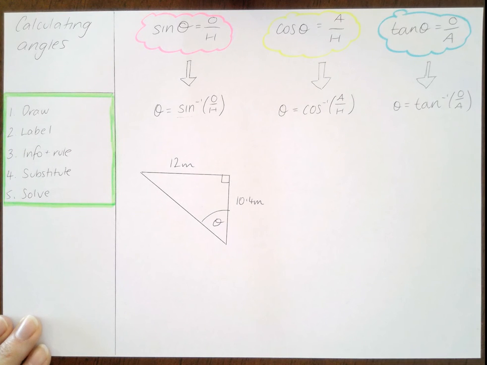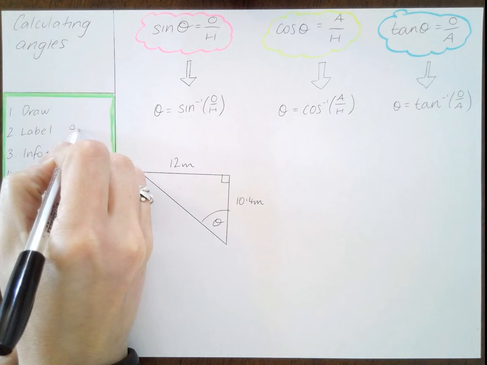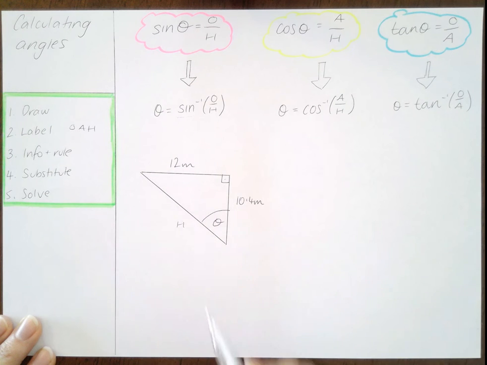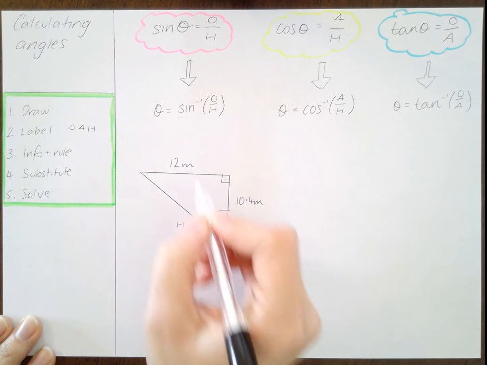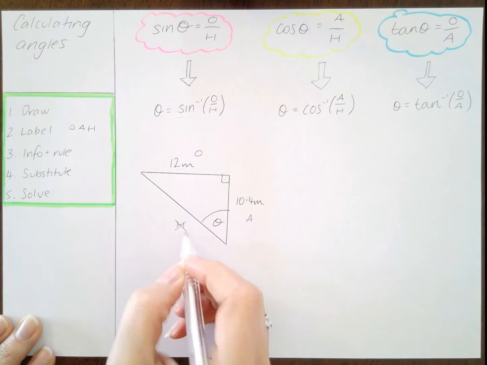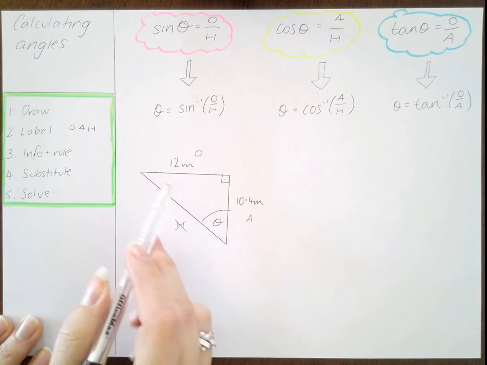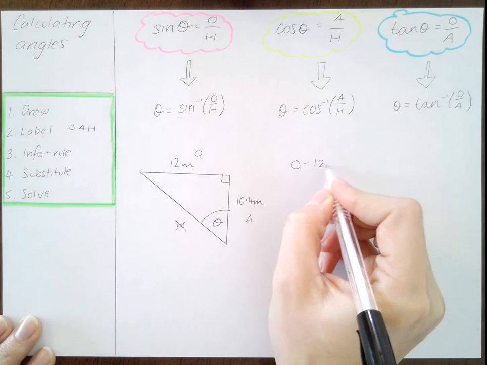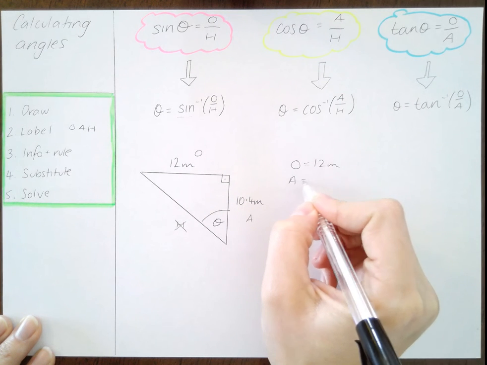So we've drawn the triangle, now we need to label our sides as O, A and H. Here is our right angle, so here is the hypotenuse. Here is our reference angle, so here is the opposite side, and here is our remaining adjacent side. We don't need the hypotenuse today because we don't have any information about it, but we do have information about O, which is 12, and A, which is 10.4.